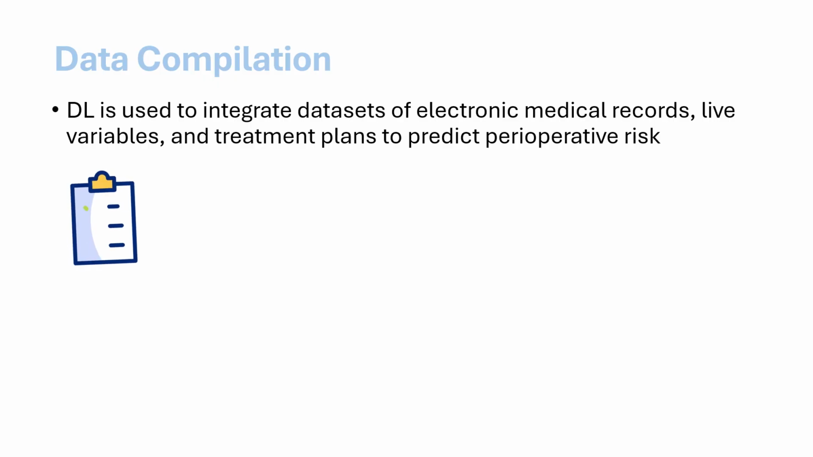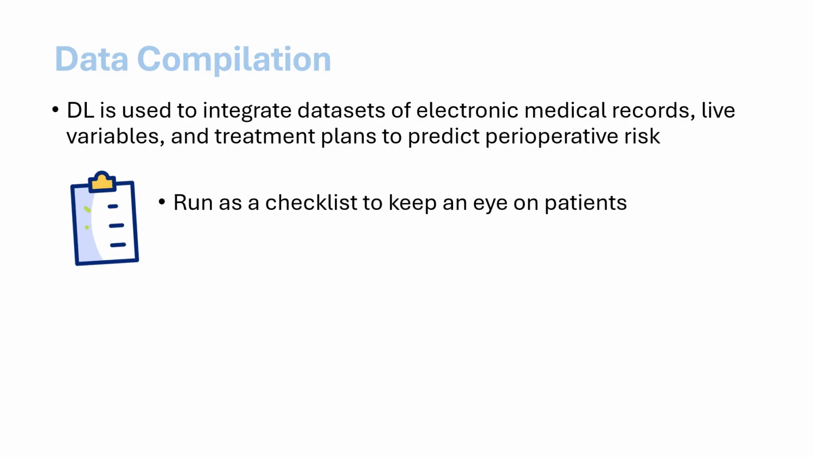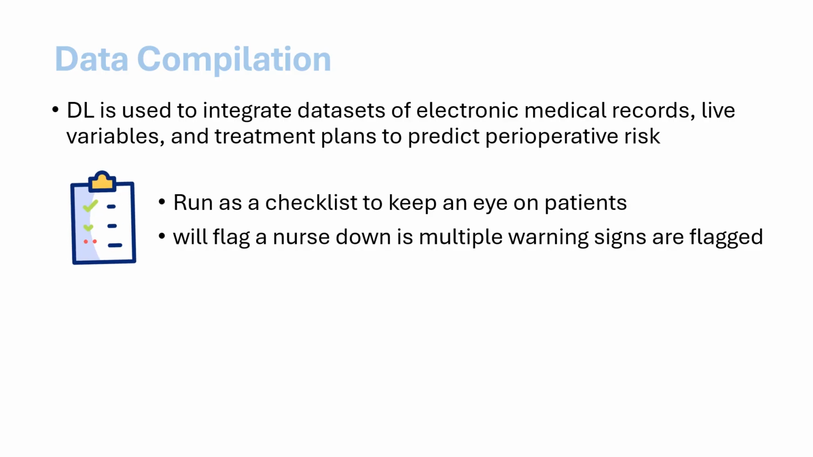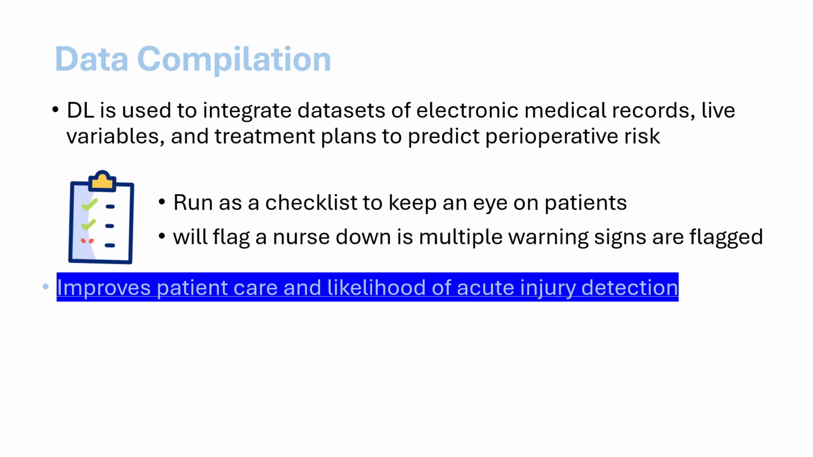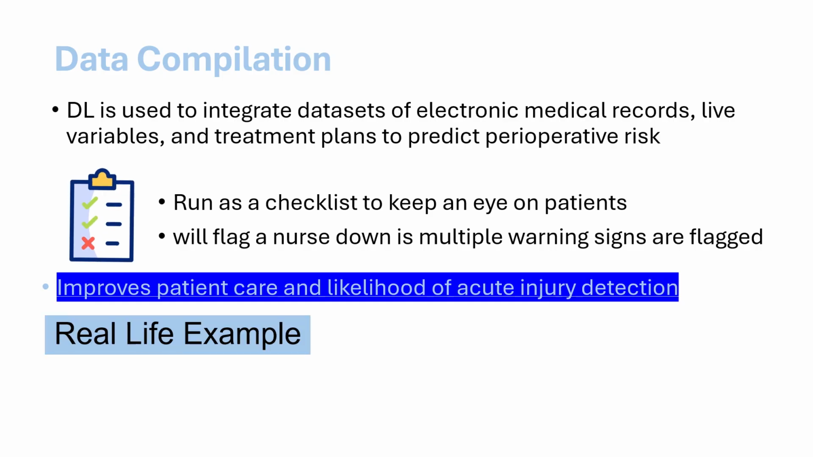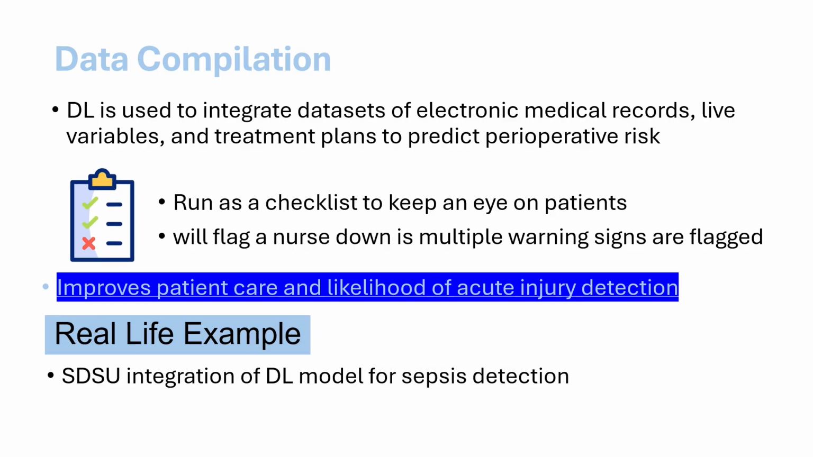By running in the background as a checklist, it's able to keep an eye on all the patients with a list of warning signs, and if multiple warning signs are flagged, it's able to call a nurse to check on the patient. It improves patient care and likelihood of acute injury detection by always having somebody watching over the patients and taking care of their health. A real-life example is inside the ER at SU's hospital, where an AI was used experimentally in the background to keep an eye out for sepsis.